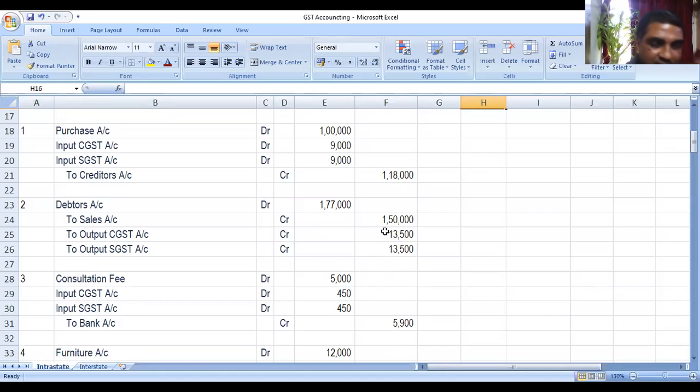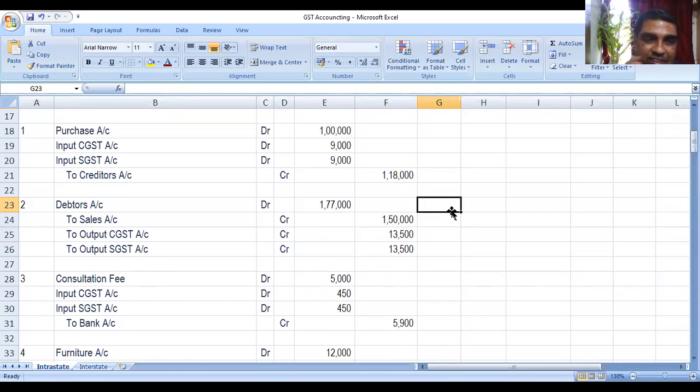Then, since it is an intrastate transaction, as a dealer we have to collect 13,500 as CGST output, or output CGST. Again 13,500 as output SGST. And the total money to be collected from the debtors is 1,77,000. Did you understand this particular issue?